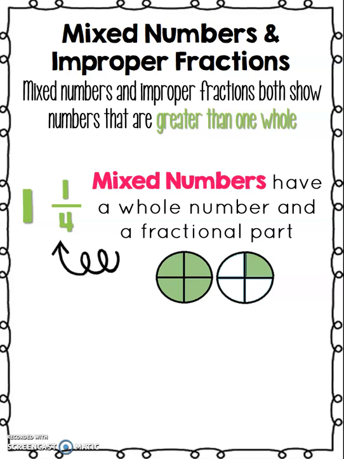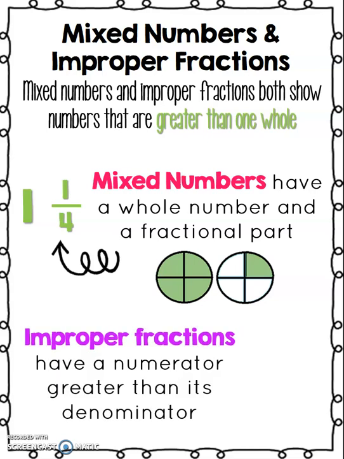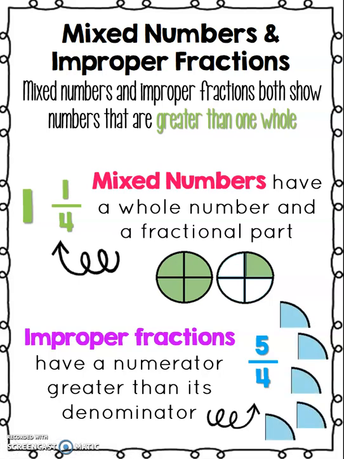Now that looks a little bit different than an improper fraction. An improper fraction is written in fraction form and it has a numerator that's greater than its denominator. So in this case, I can tell that I'm greater than 1 because my numerator of 5 is greater than my denominator of 4. In a model, this would be shown by each of the fourths pieces separately. In other words, I would have 5 separate little pieces that each made up 1/4 of a whole shape.